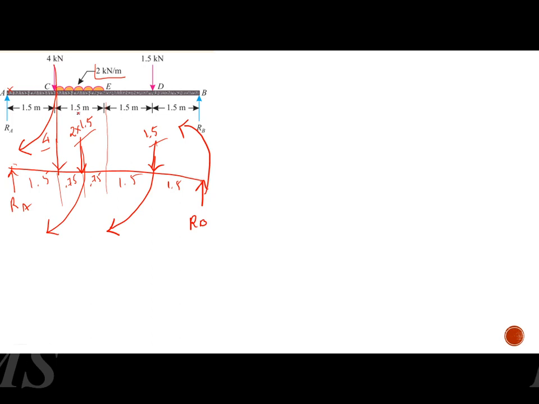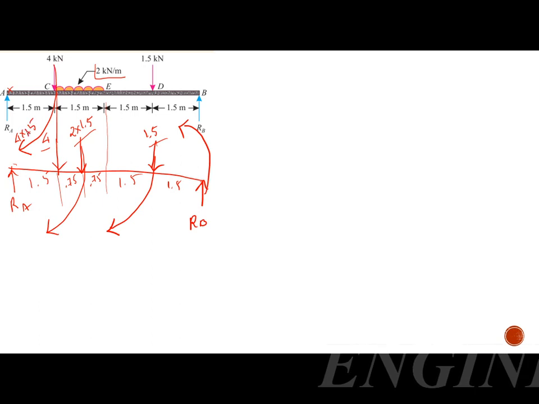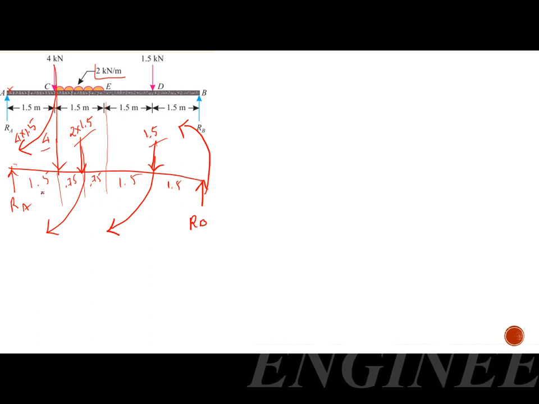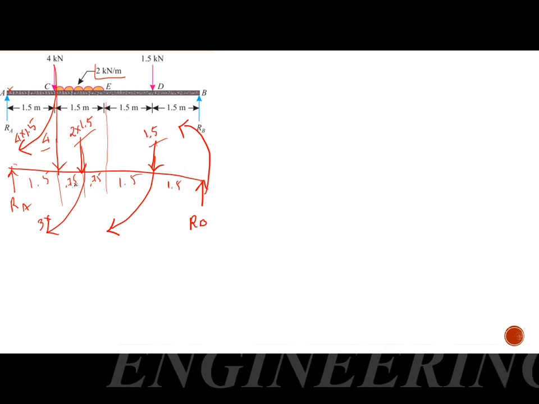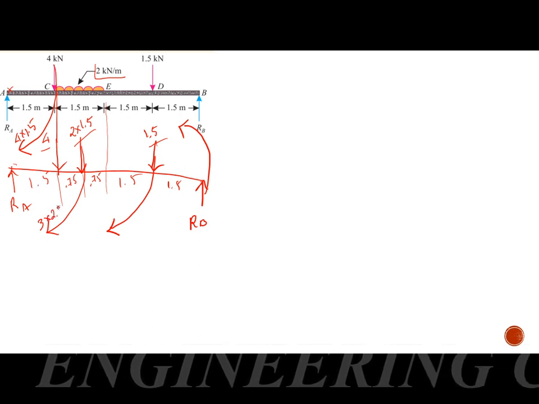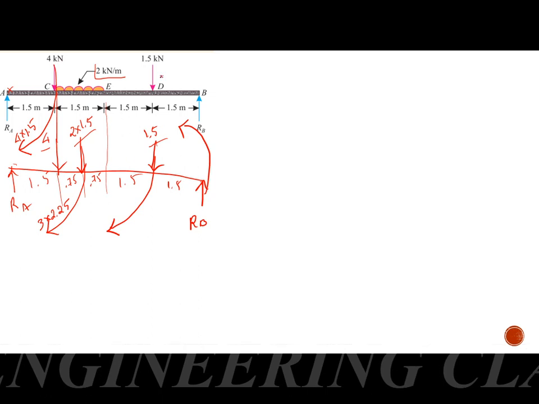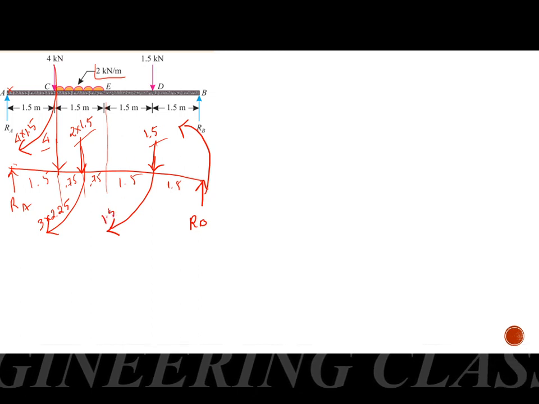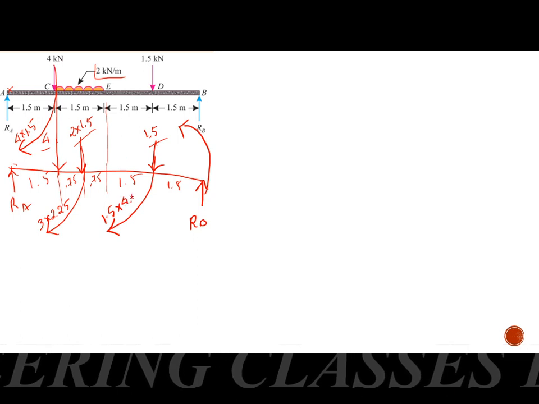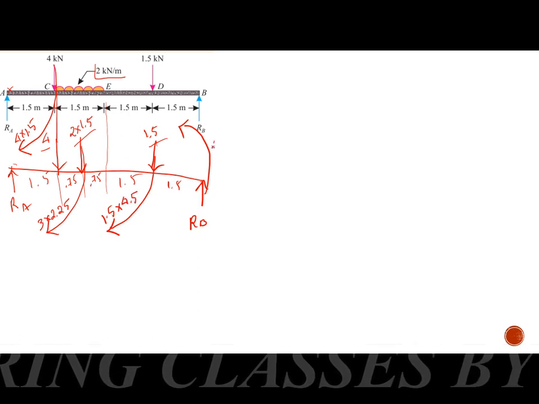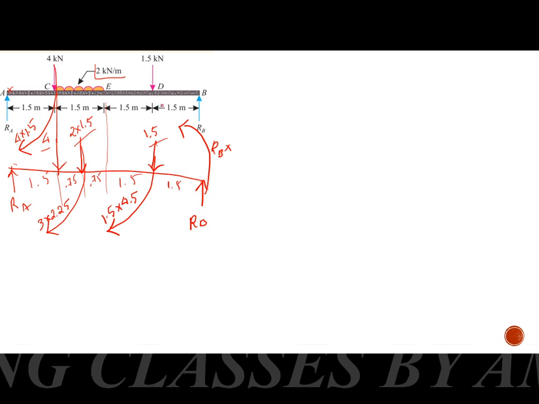And the value of the moment is given by force and distance. First one equal to 4 into 1.5. Second one, 3 into 1.5 plus 0.75, 2.25. And the third one, 1.5 into 3 plus 1.5, 4.5. And the fourth one, RB into 6.